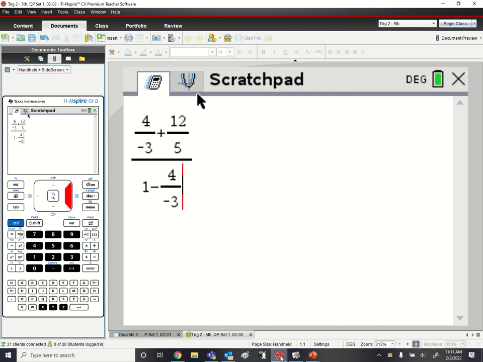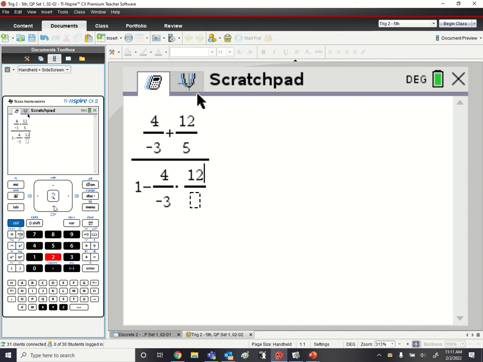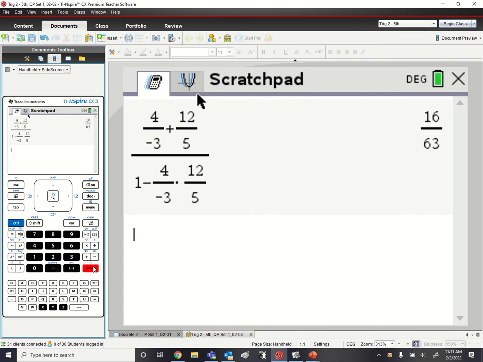So let me get back to the calculator. It's going to be times control divide, and that was my 12 over 5. And by doing that, I end up with the answer. Now I'm going to do it again, but with parentheses this time, to show you that you could just plug it in as is.